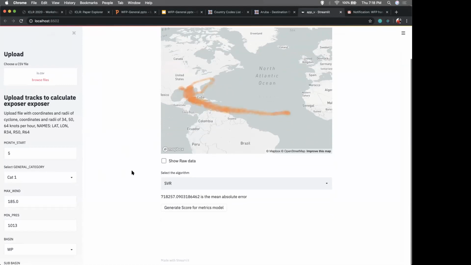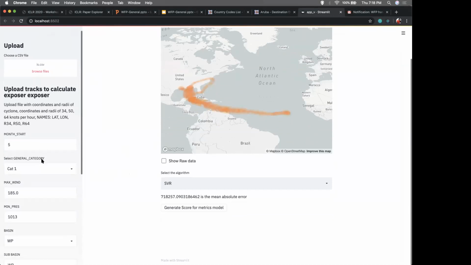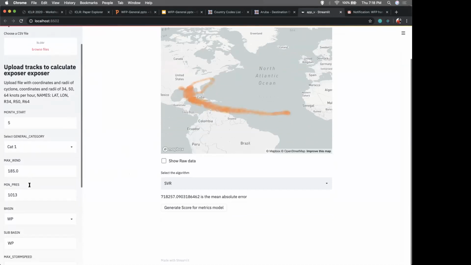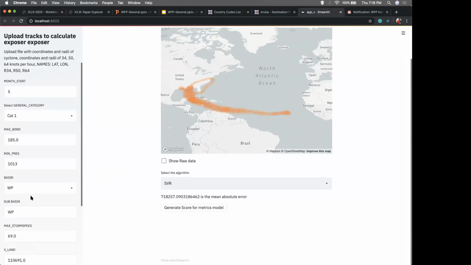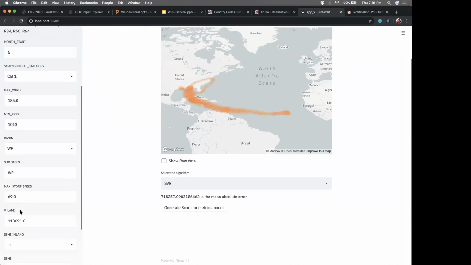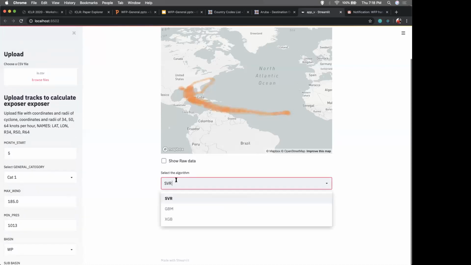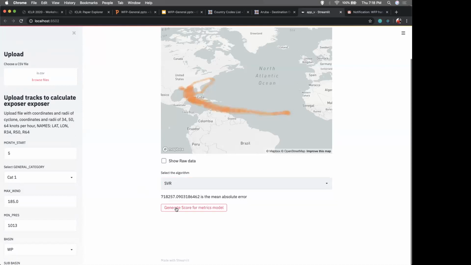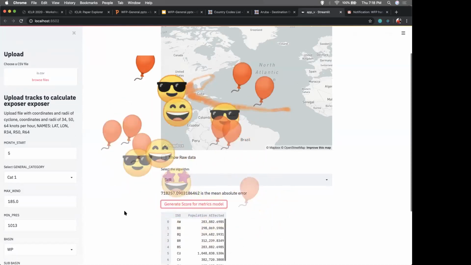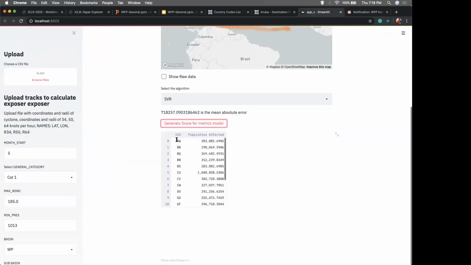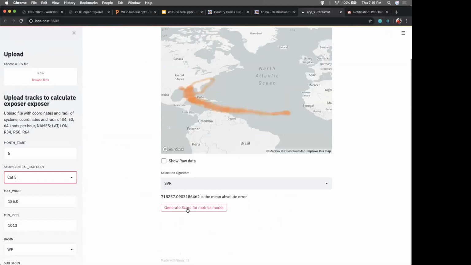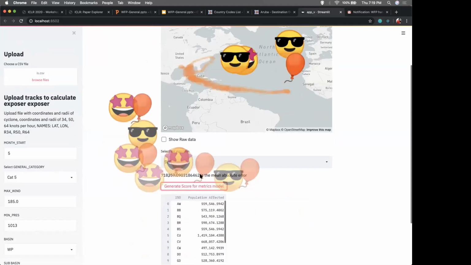Once the cyclone is visualized, some pre-processing happens inside it, and you can choose the options which we have here. For example, you can choose the general category, the maximum wind, the minimum pressure, and the basin, sub-basin, the storm speed, and this VLAND is the speed of the cyclone when it lands on the land, and the Saffir-Simpson scale. We have different algorithms which we have trained, and when we click on generate score for this matrix, we get the population affected for each ISO country code, which is currently represented as a 2-letter code here. Since it is currently category 1, we have a smaller population here, but if we increase to category 5 and then click on generate, you can see that there is an increase in the population.